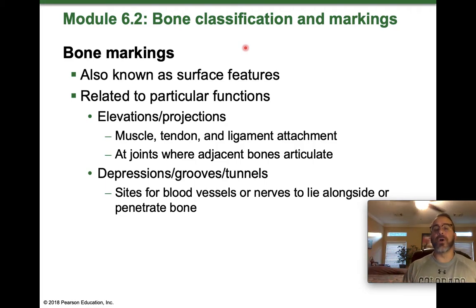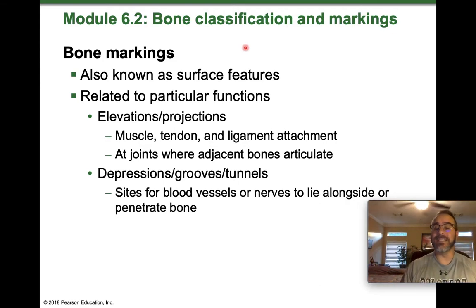Bone markings are also called surface features, and they are related to particular functions. You have elevations and projections, and usually these are going to be parts where you have a muscle, a tendon, or some type of ligament attached to it. These are also going to occur wherever you see joints that articulate with each other. That's a fancy word, articulation, okay?